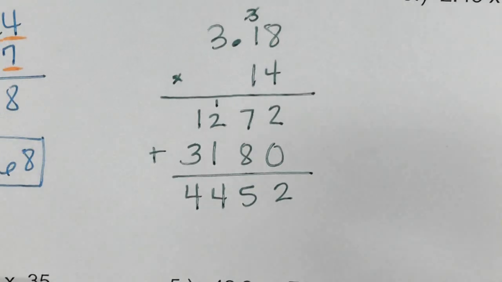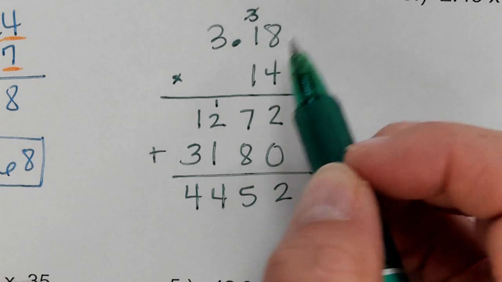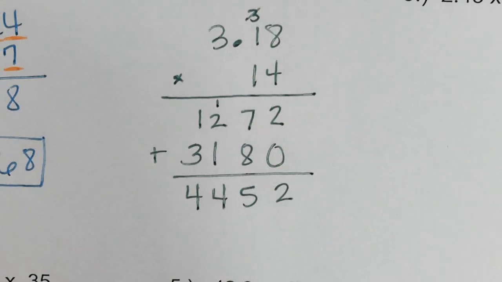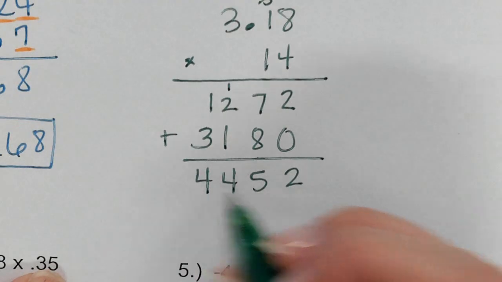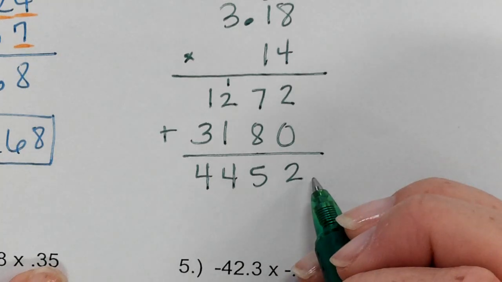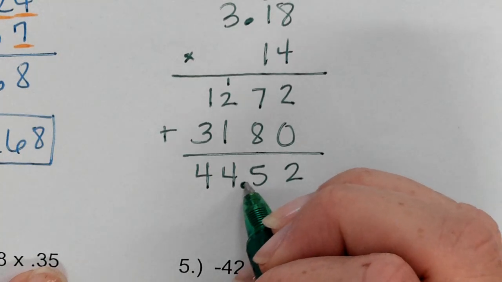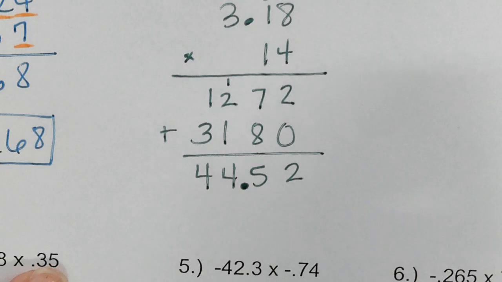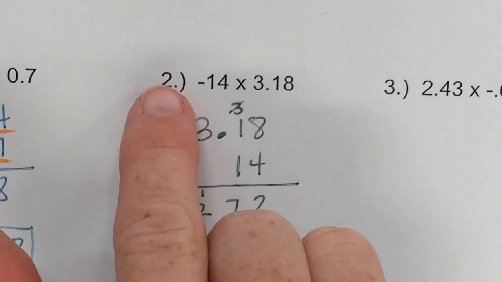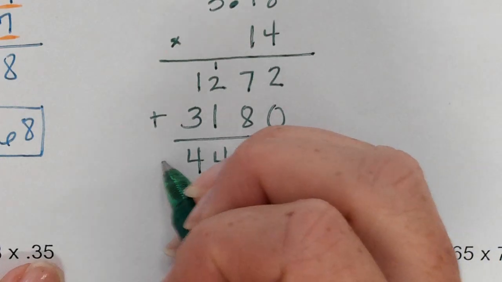Now I go back up to my answer. How many digits are behind the decimal? That means there better be 2 in my answer. So I start at the back. 1, 2. Now I'm not done, because I was dealing with positives and negatives, and a negative times a positive is a negative.